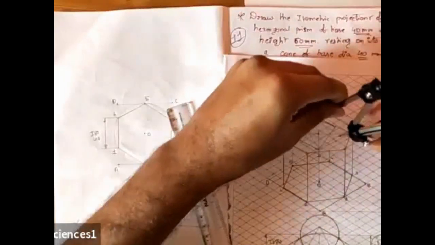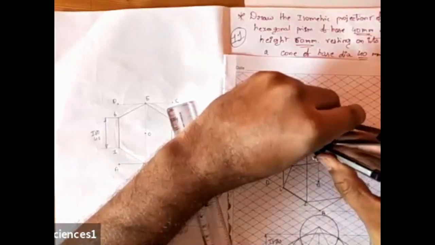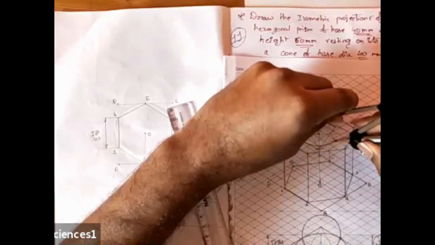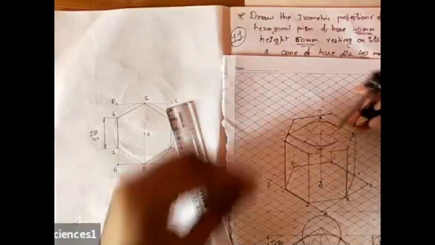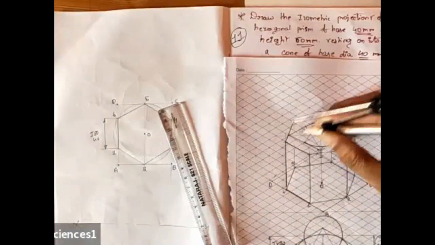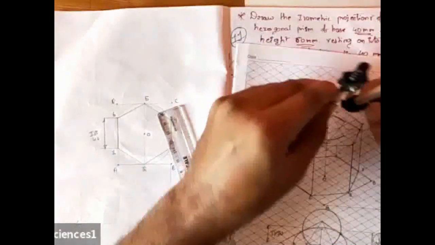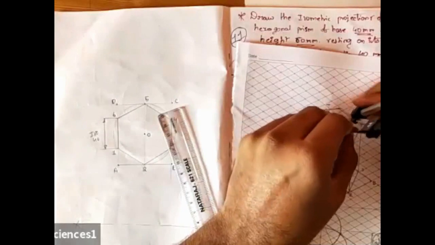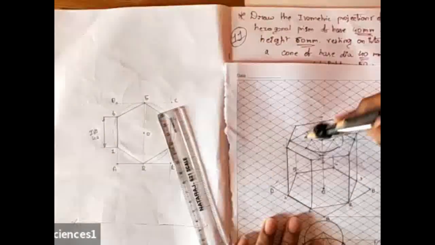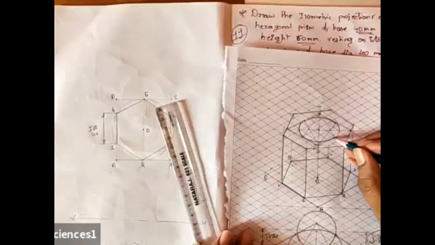Again, from the opposite side, you'll be drawing the second arc. Fine. This will be the midpoint to draw the third arc, and this will be the midpoint to draw the fourth arc. So measure this length. Draw the third arc. Measure this length and draw the fourth arc. That's all. You have drawn the base of the cone. So this is the base which we have drawn.